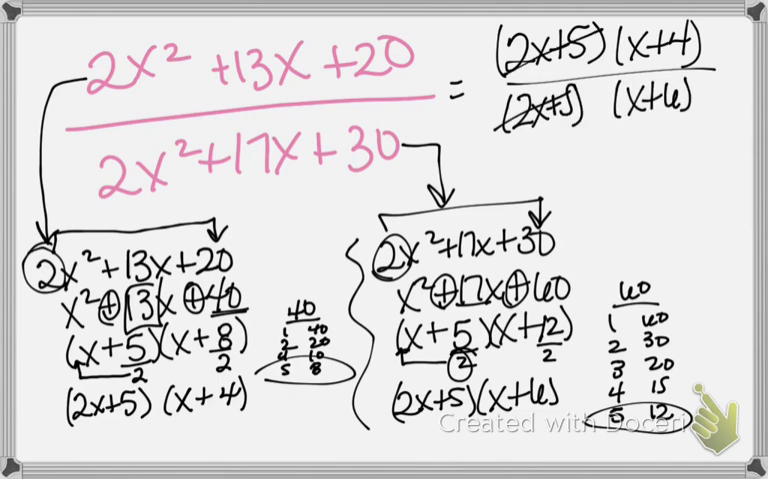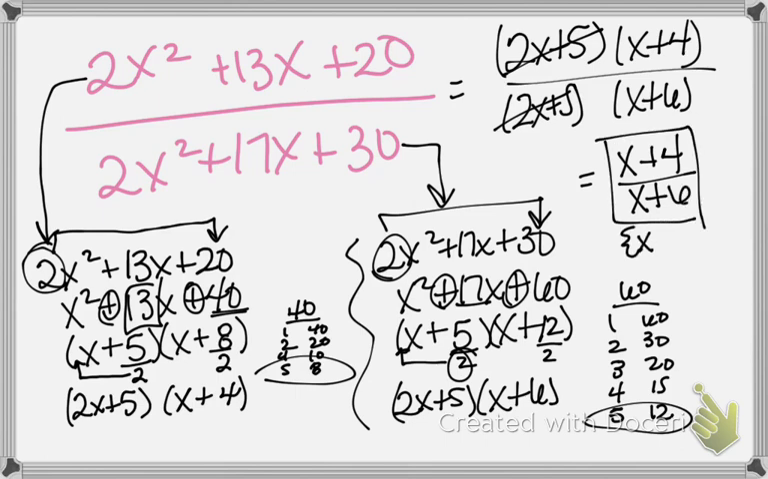So I'm going to rewrite that here, x plus 5, x plus 6, 2x plus 5 is the same, so I can cross those out. And I'm left with my final simplified answer of what was not crossed out, which is x plus 4 over x plus 6. Therefore, my domain is going to be all real numbers except for negative 6.